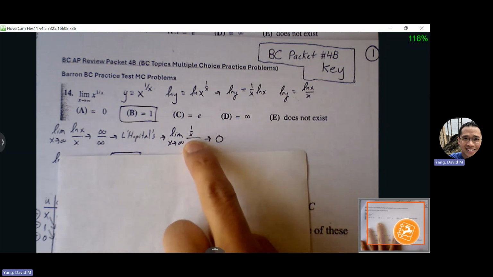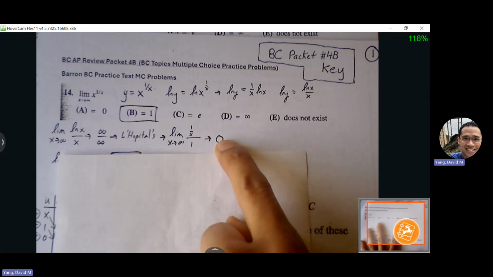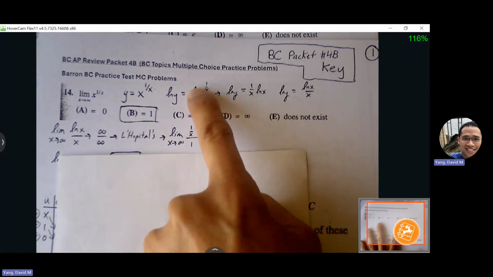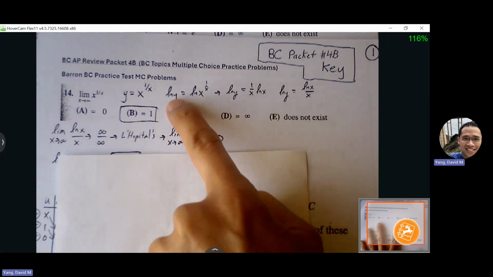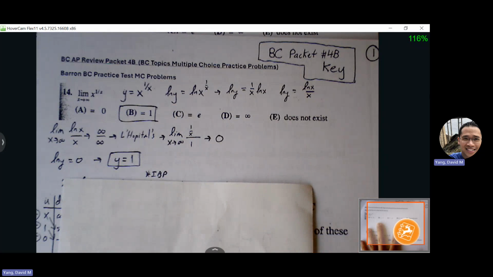So 1 over infinity is essentially going to be 0. 0 over 1 is 0. That's a real number, but that's not quite our answer because we've only taken care of the right side after we took natural log of both sides. So ultimately we want to solve for y. So now we have natural log of y is equal to 0, which is essentially y equals 1. We exponentiate both sides.